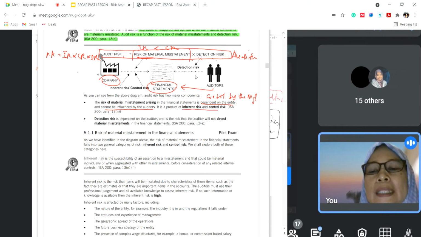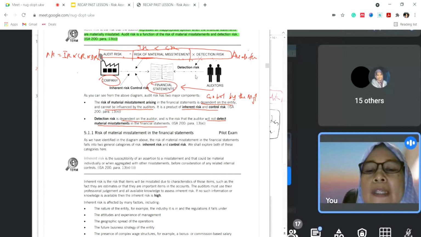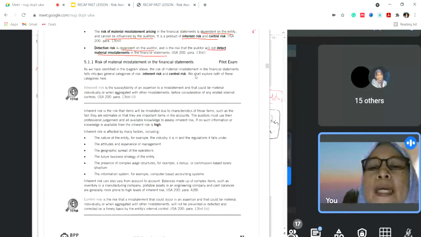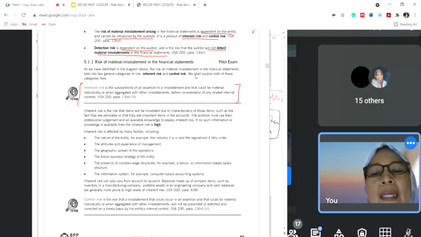Whereas the detection risk is dependent on the auditor, and is the risk that the auditor will not detect a material misstatement in the financial statement. So it is the auditor's failure. Actually you have to know the definition of inherent risk. Inherent risk is the susceptibility of an assertion. Susceptible means openness of an assertion to a misstatement that could be material individually or when aggregated with other misstatements, before consideration of any related internal control.